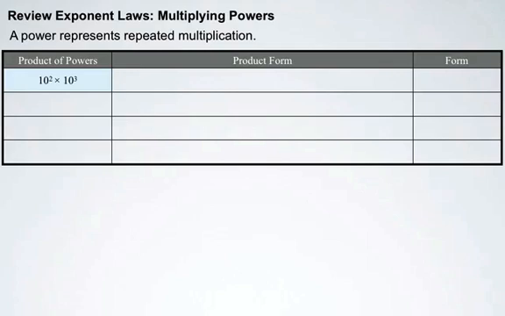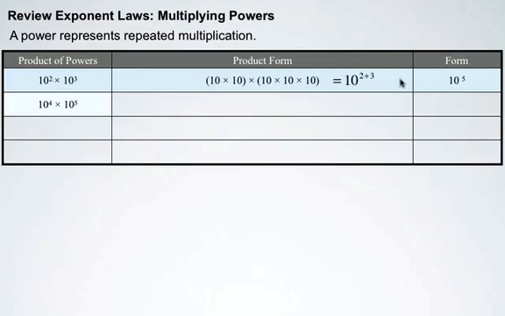Let's review exponent laws. Multiplying powers. A power represents repeated multiplication. So, the product of powers. Let's look at 10 squared times 10 cubed, or 10 to the exponent 2 times 10 to the exponent 3. It's the same thing as saying 10 times 10 times 10 times 10 times 10. This is equal to 10 to the 2 plus 3, or 10 to the 5. Notice that we've added the two exponents together.